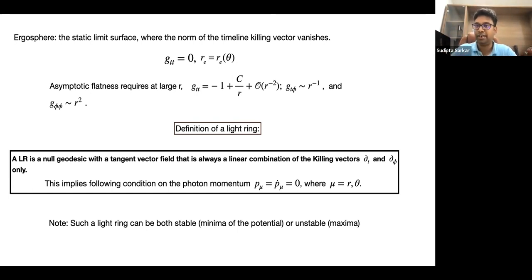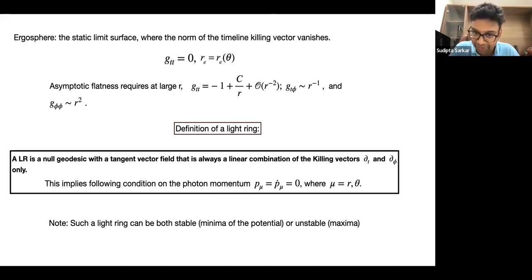How do I define the light ring? Remember, the definition of the light ring was a circular null geodesic. It's a null geodesic with a tangent vector field that is always a linear combination of the vector fields ∂_t and ∂_phi.